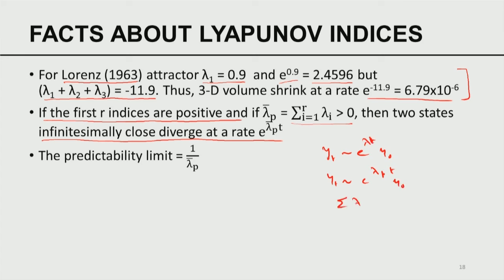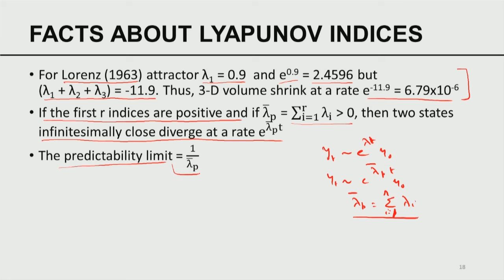where lambda bar p is equal to the sum of the first r Lyapunov indices which are positive. So the sum of the positive Lyapunov indices refers to the average rate of growth. In this case the predictability limit is given by 1 over lambda bar p.